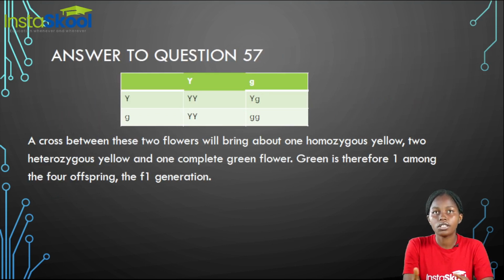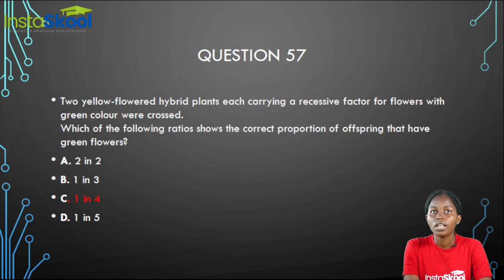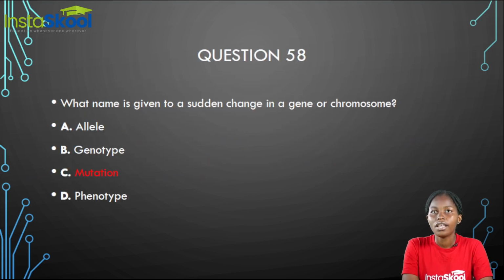If we cross these 2, we have 1 homozygous yellow, 2 heterozygous yellow, and 1 complete green flower. So in the F1 generation, we have 1 green flower out of the 4 offspring. So our correct answer is option C, 1 in 4. We now move on to question 58.